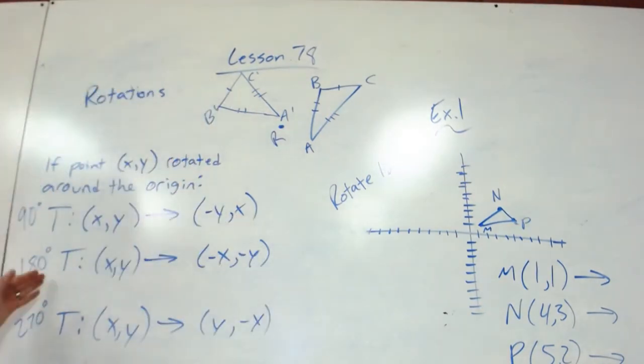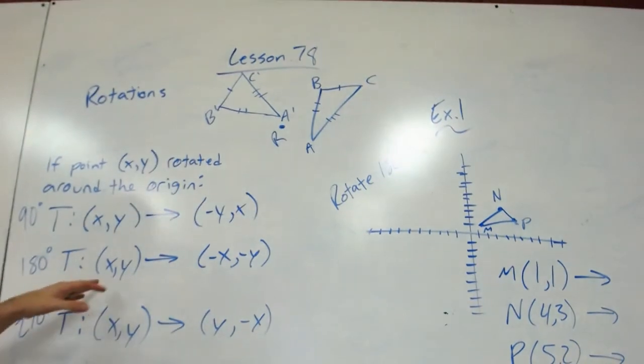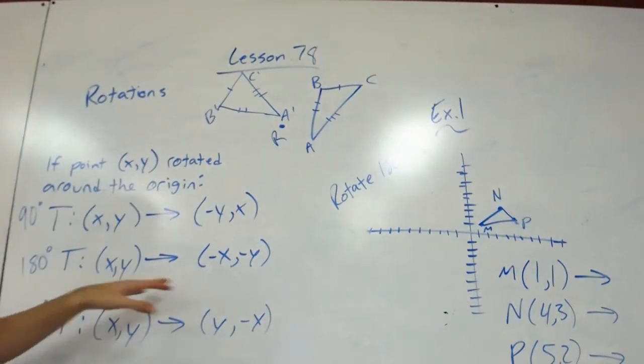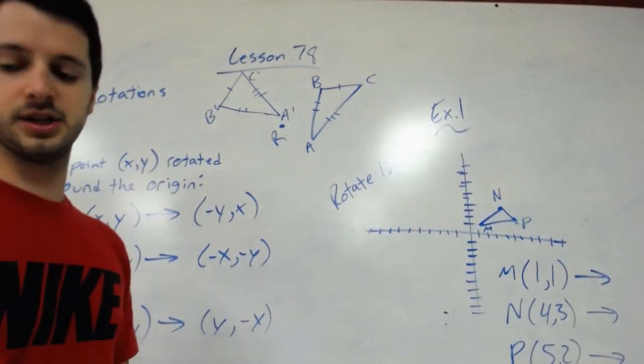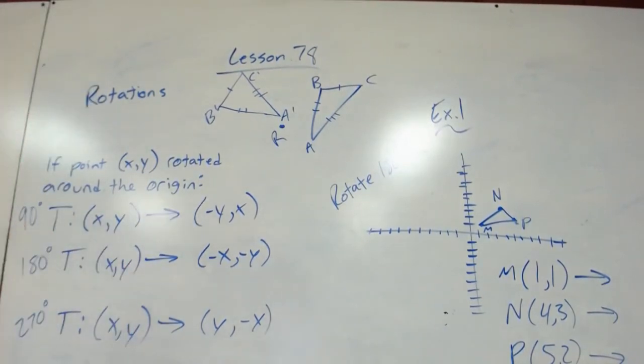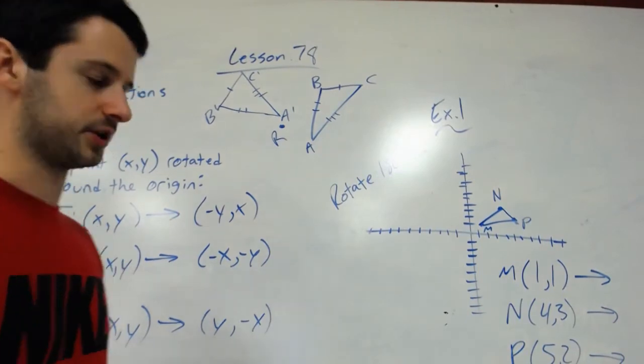If it's rotated 180 degrees, (x, y), you would switch the coordinates to be (-x, -y). And for 270 degrees, your transformation for (x, y) would be (y, -x). So you flip them and you switch the sign on x. Let's look at just one example. The other things get a little more complex, but we won't dive into those quite as much during geometry.